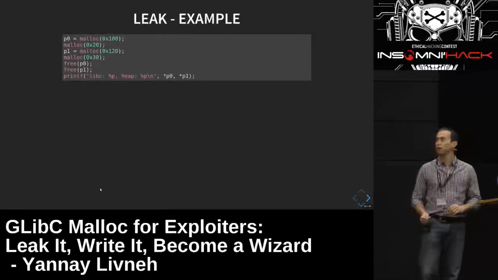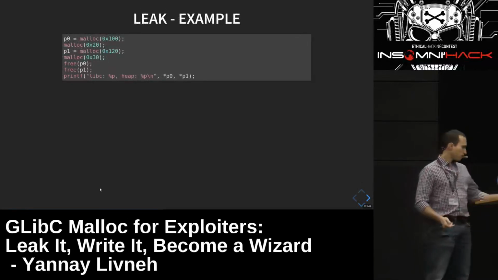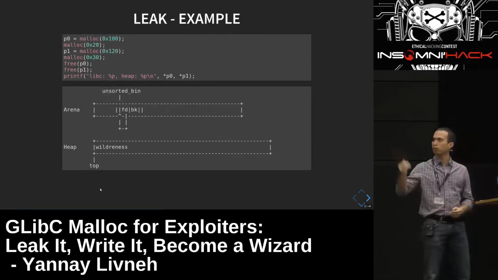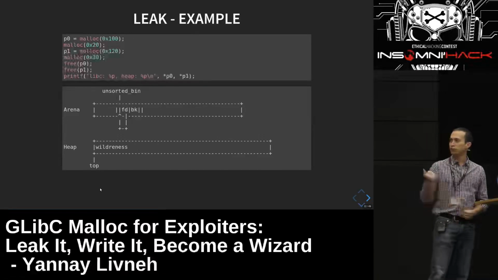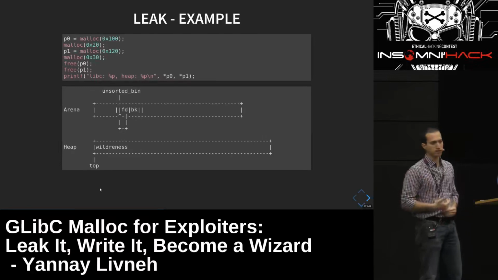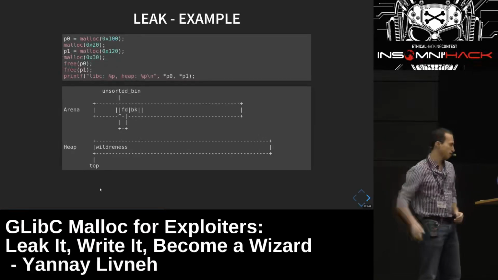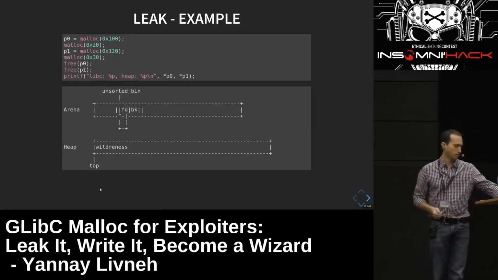So this is my amazing animation. We start with an empty heap. Everything is wilderness, and the top points there. You can see the unsorted bin is a circular list. It's actually doubly linked, but I only wrote one side of it. And you see it's empty. Now we start with allocations.